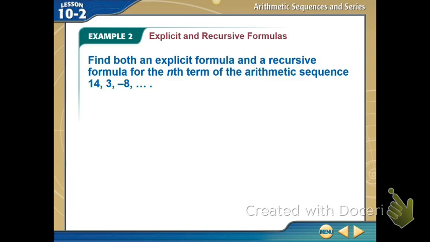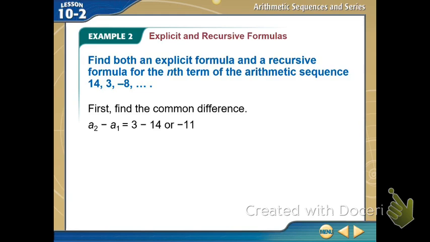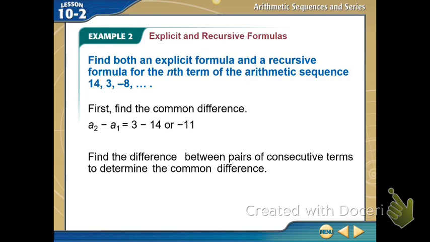Find an explicit formula and a recursive formula for the nth term of an arithmetic sequence. So first we want to find D, the common difference. So how far away is 14 from 3? Looks like D is negative 11. The second thing that we want to do is set up our formula for the nth term. So we know that D is negative 11.